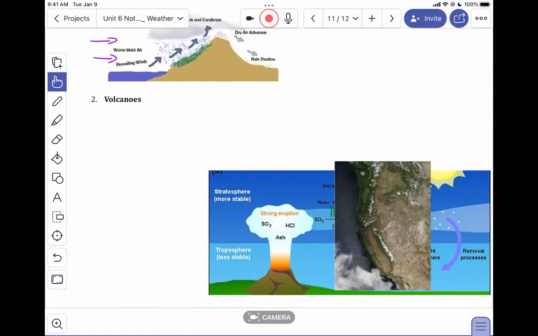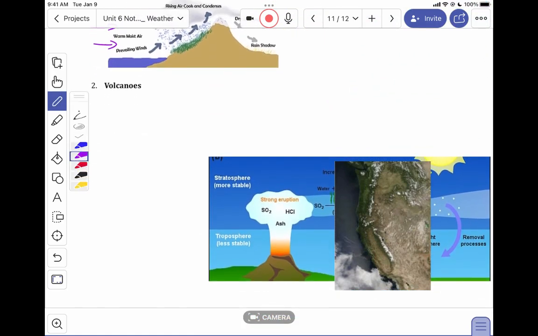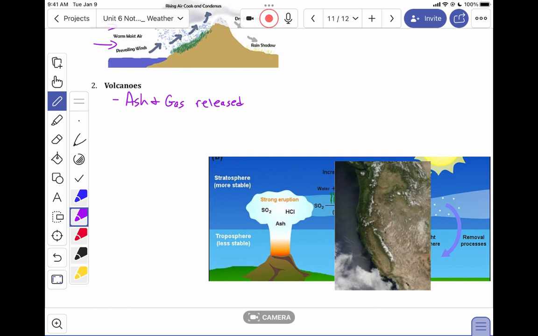All right, very last thing, volcanoes. Volcanoes are going to emit all kinds of ash and gas into the atmosphere. So ash and gas is released when a volcano erupts. Maybe you've heard about cloud seeding, where they put stuff in the air to try to get water vapor to condense on little particles in the air. What it's doing is giving the water vapor that's in the air something to condense on, to turn into a liquid. And that's going to cause rain, and you can get lightning.